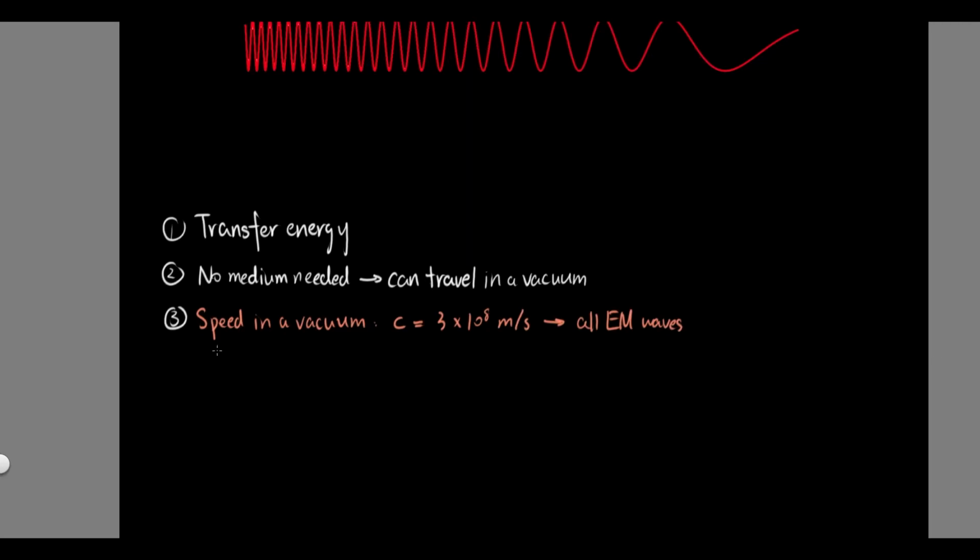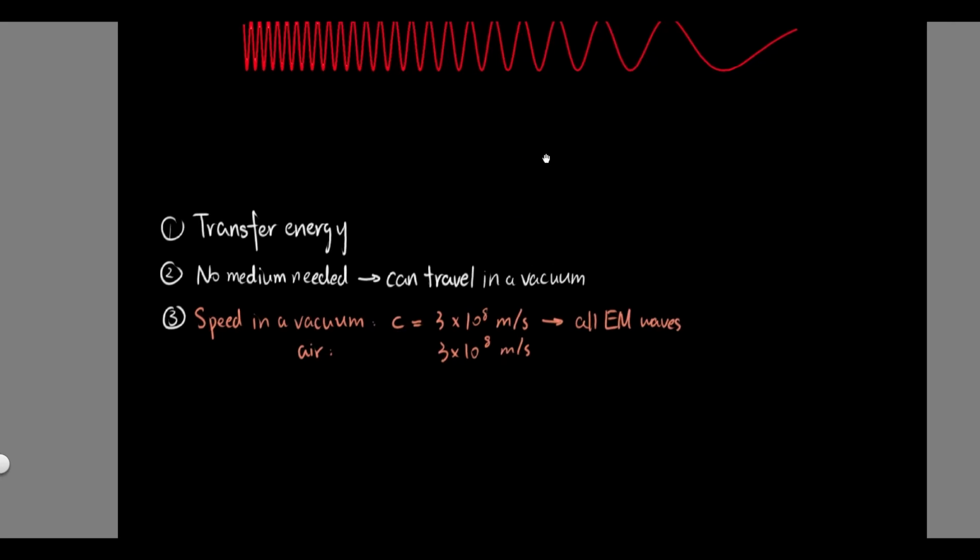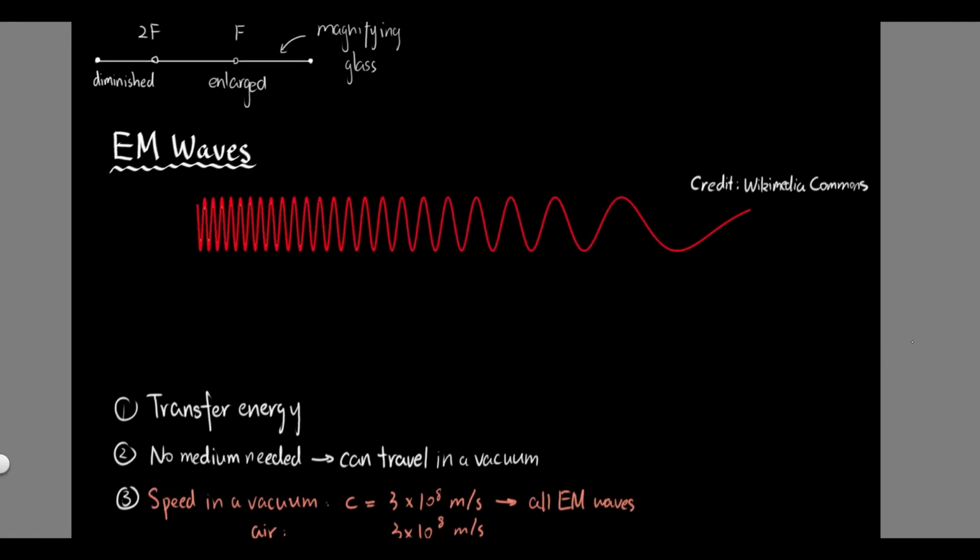And in air, it's a little bit different than a vacuum, of course, but the difference is negligible. So as far as we're concerned, we will still use 3 times 10 to the 8th meters per second. So that's something you'd like to know. And okay, so back to our EM spectrum.